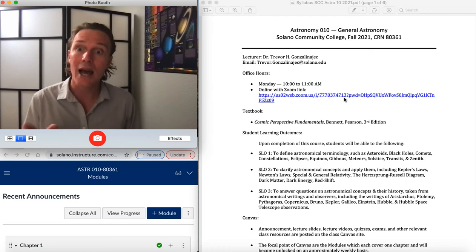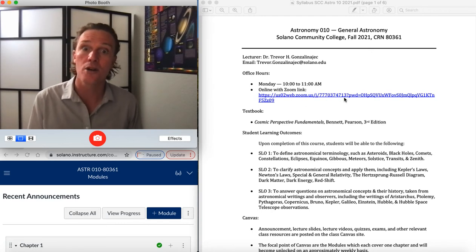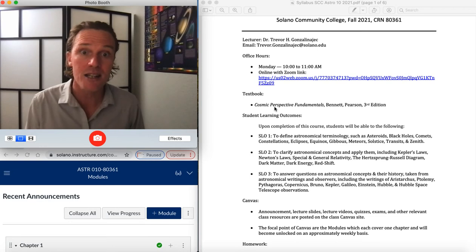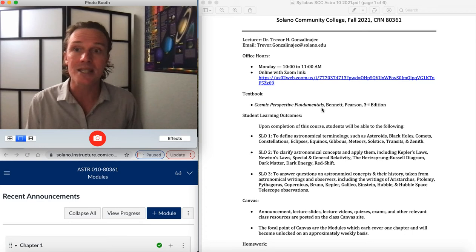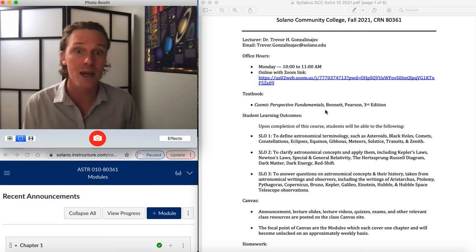Now, we do have a textbook. I'm going to talk more about what's required from that textbook, but here is the name of the textbook. It is Cosmic Perspective Fundamentals, and that is the third edition, which is the new edition. I was using the second edition as recently as the last time I taught this class, okay?